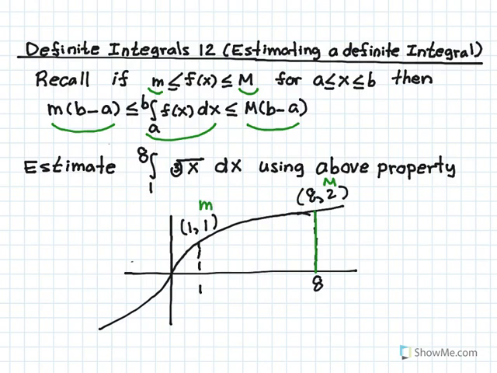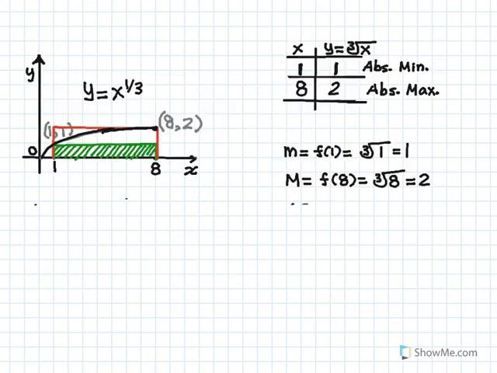All right, let's label this properly. This is the x-axis, this is the y-axis, and this is the origin, and the curve is y equals x to the 1/3. So we have x to the 1/3 is between 1 and 2 for x between 1 and 8.